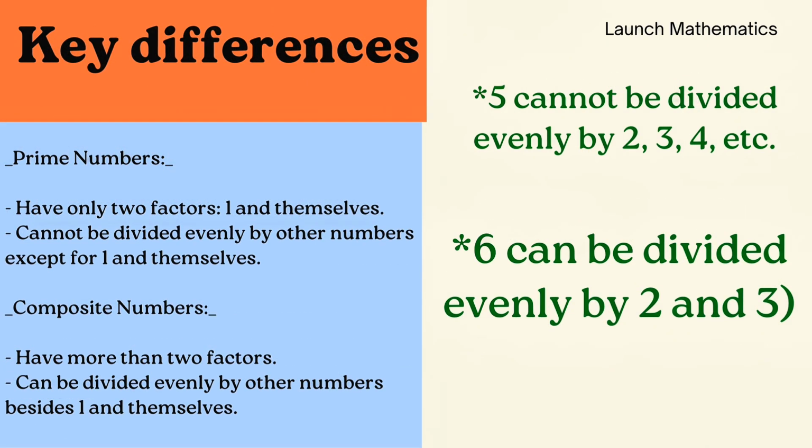Now, what is the key difference between prime numbers and composite numbers? Prime numbers have only two factors, one and themselves, as we have studied before. Second, they can't be divided by other numbers except for one and themselves. For example, 5 is a prime number, so 5 can't be divided evenly by 2, 3 or 4 etc. except 1 and itself. Now, composite numbers. Composite numbers have more than two factors, as we have studied before. They can be divided evenly by other numbers besides 1 and themselves. 6 is a composite number, it can be divided evenly by 2 and 3.